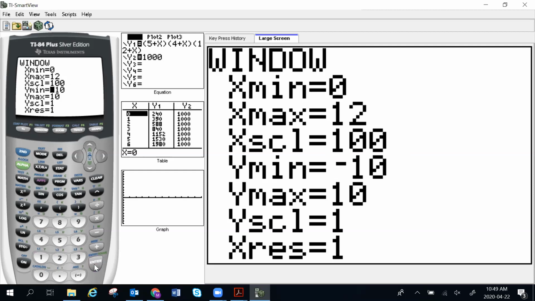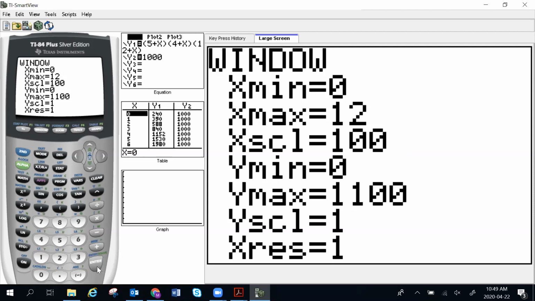Okay, Y is your volume. What's the smallest amount of volume you can ever have? 0. What's the biggest volume they want? 1,000. So I'm going to go a little above. I'm going to go to 1100. And I'm going to make my scale really large. Again, the bigger the better.